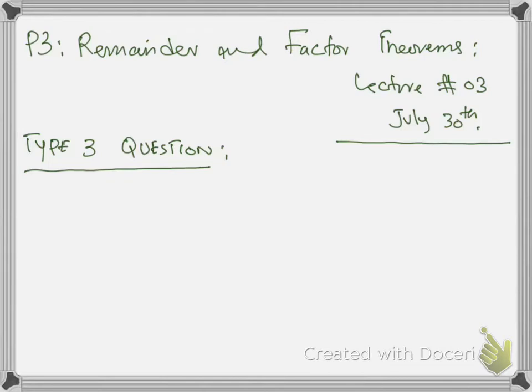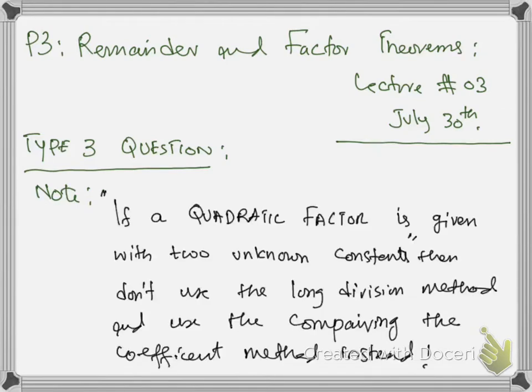Type 3 question. Note: if a quadratic factor is given with two unknown constants, then don't use the long division method, and use the comparing the coefficient method instead. This is case 3, type 3 question. We will understand how to use the comparing the coefficient method in an example.